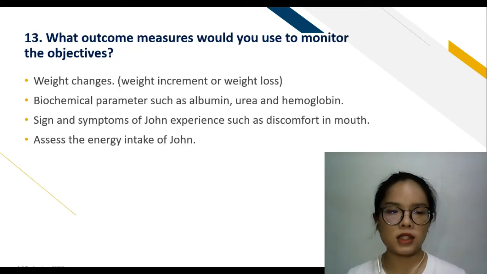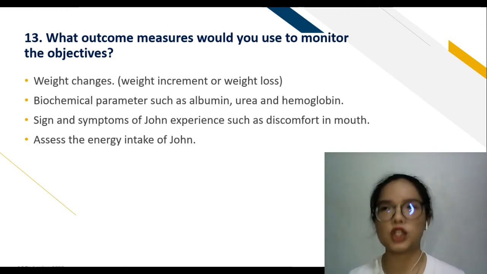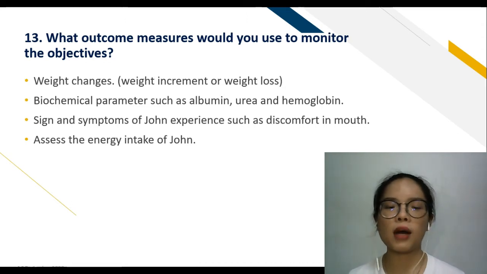Number 13, the outcome measure that I use to monitor the objectives that I set previously, such as the weight change. So during the next follow-up, we have to see whether John is gaining weight or losing weight, and other biochemical parameters such as albumin, urea, and hemoglobin, whether these biochemical parameters have been achieved and maintained in the normal range or not.